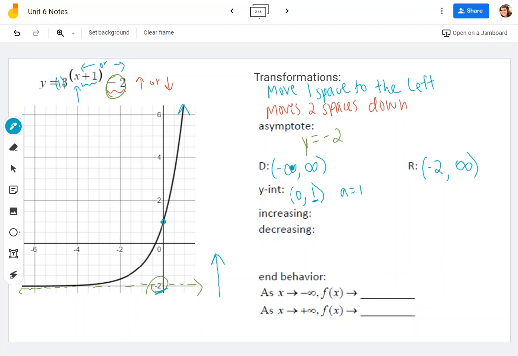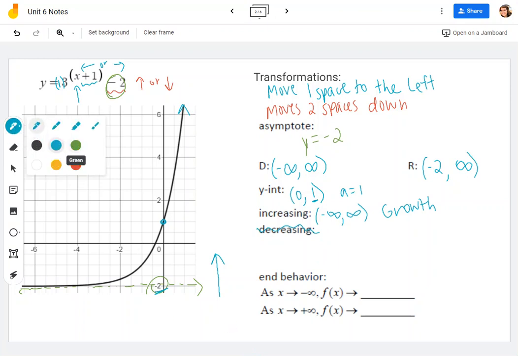All right, this is an example of growth. So this is increasing from -infinity to infinity. This is a growth graph. So there is no interval of decreasing.